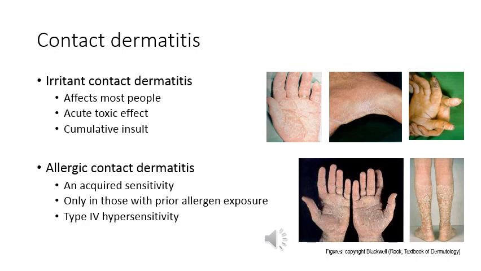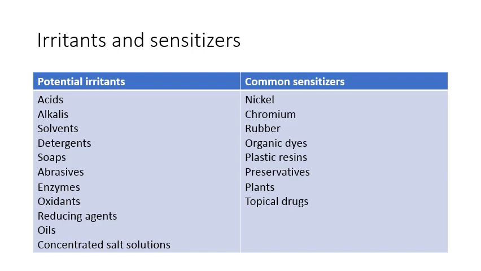Allergic contact dermatitis, on the other hand, is acquired sensitivity to allergens in the workplace, rather than irritants. It usually occurs only in the worker who has prior exposure to the same allergens and developed a type 4 hypersensitivity reaction following subsequent exposures. Here are some examples of irritants and sensitizers commonly found in the workplace.